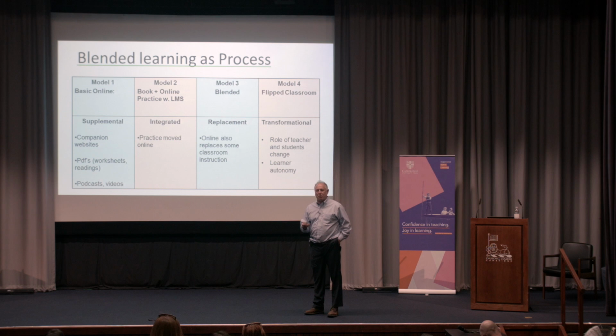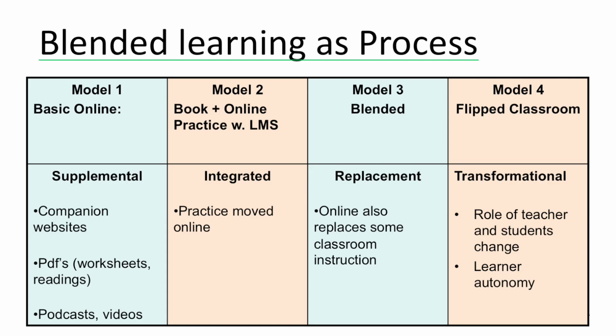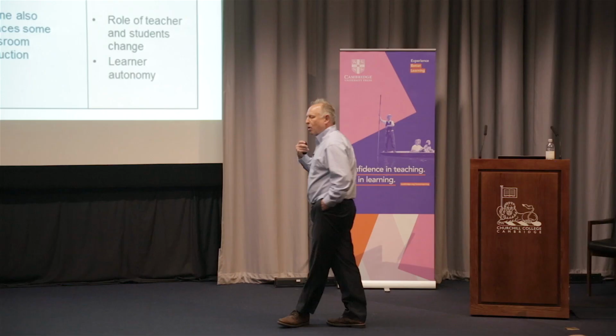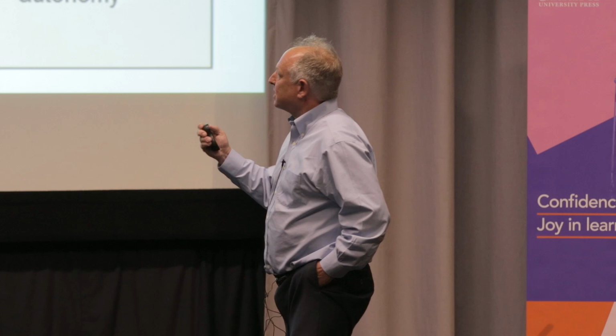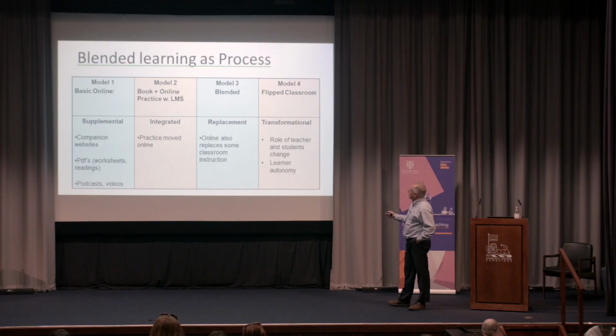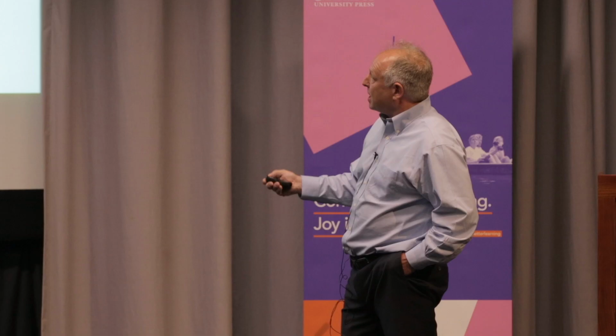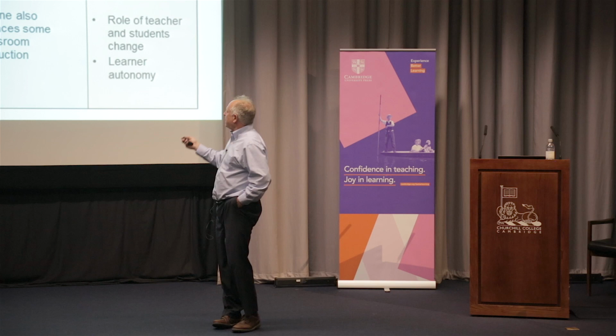Then I would say in model three, you're getting towards what I would call blended. And this is what we call a replacement model, because in this case, what we're saying is that we're sending the students online and they're going to do something that is replacing some class time. So that could be watching a video explanation, for example. But it is replacing some classroom instruction. This is not necessarily doing that. But again, still, even with replacing the classroom instruction, that doesn't necessarily change the teaching philosophy behind it. This can still be in a traditional PPP model.